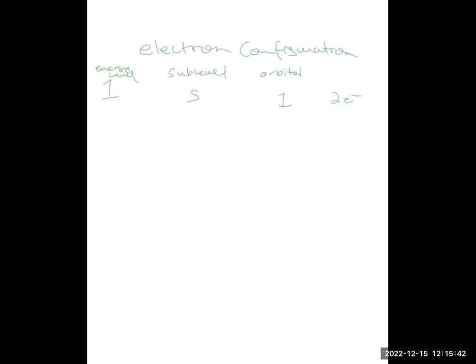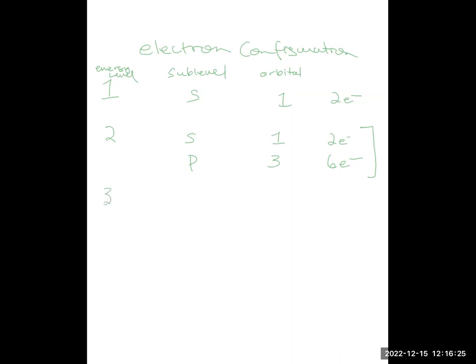Then we would go up to the second energy level. So you always fill in order of lowest energy level, lowest sublevel, and then on up. So in the second energy level, we have an S and a P sublevel. S still has one orbital. It can hold 2 electrons, and P holds 3 orbitals. And since each orbital holds 2 electrons, that's a total of 6 electrons. So that entire second energy level can hold up to 8 electrons, 2 of them in the S orbital and 6 of them in the P orbital.